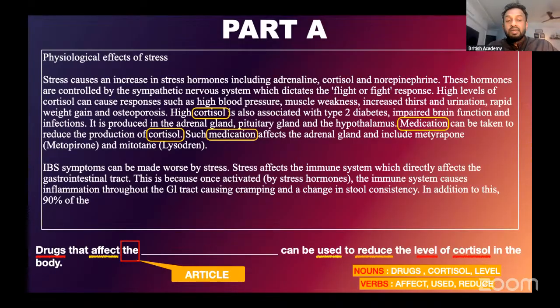Now, question is, drugs that affect the dash can be used to reduce the level of cortisol in the body. So, drugs are affecting something. You will have to understand affecting what. Drugs that put effect on something. So obviously the answer is going to be a noun. So obviously that is going to be the name of an organ, the name of a particular system in the body. It will be a name. So you'll have to look for that.